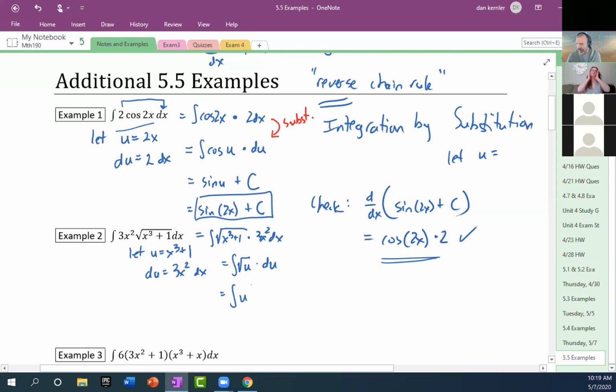From here, I would do a power, u to the 1/2. And then we have our power rule, where we add to the exponent, u to the 3/2, and divide by 3/2, plus c. And then instead of dividing by 3/2, we can write it as multiplying by 2/3. And then we just plug back in what u is. 2/3 times x cubed plus 1 to the 3/2 plus c.